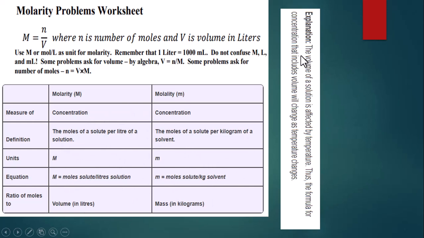And then the volume of a solution is affected by the temperature. So they say the volume of a solution is affected by the temperature. Thus, the formula for concentration that includes volume will change as temperature changes. So temperature has a major impact on the volume of the substance. So this is very true. We know that an increase in temperature will affect the volume and so on.